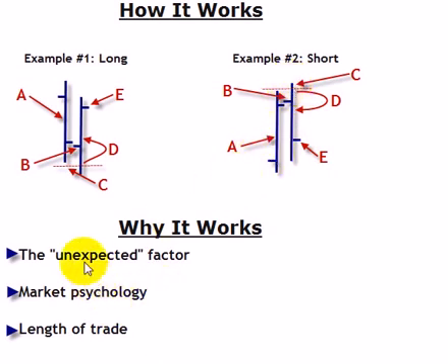So why does the strategy work? Well, there is the unexpected factor. This is a very important psychological aspect. The unexpected factor is part of the market psychology argument. And that is that whatever people least expect to happen, that's what actually happens.